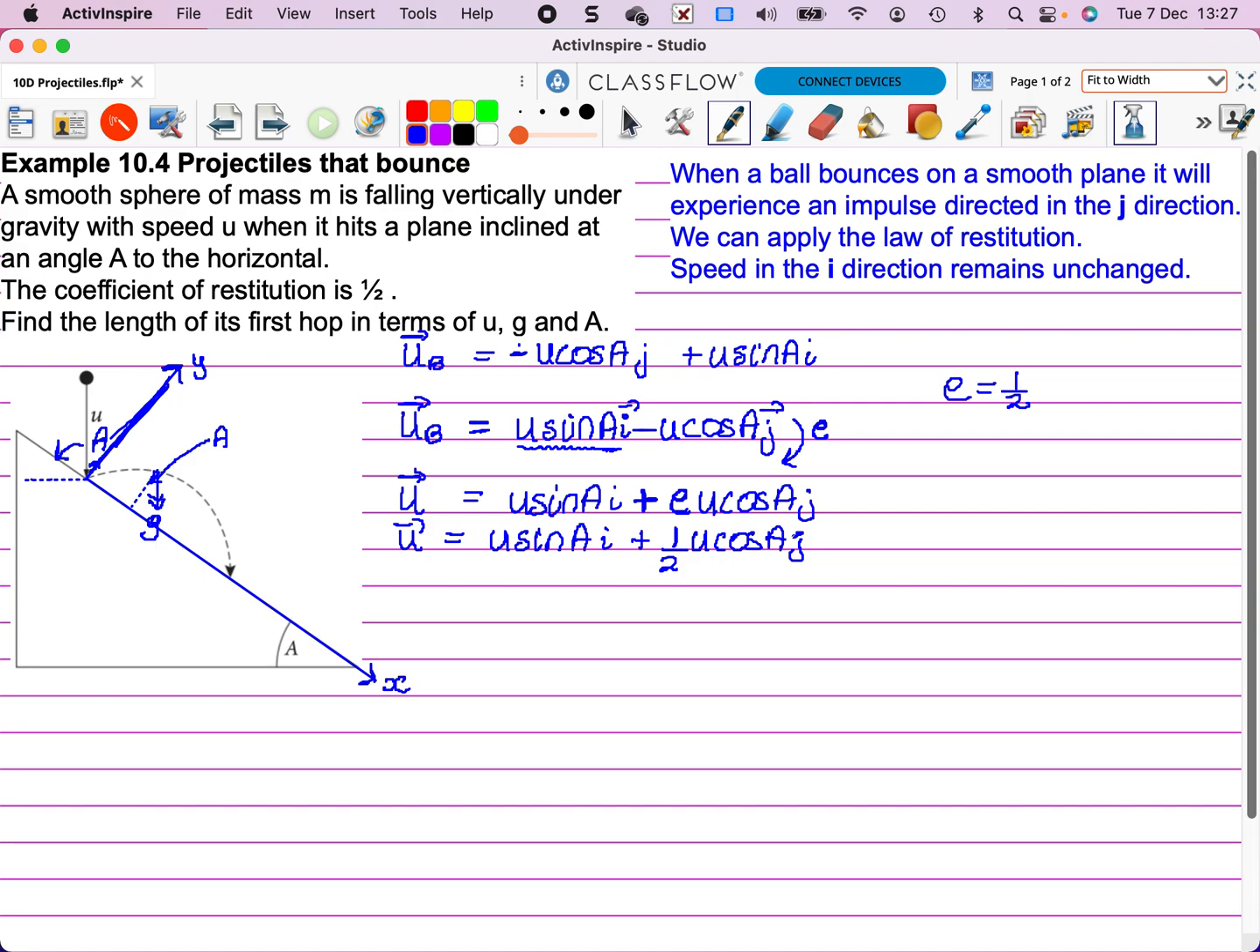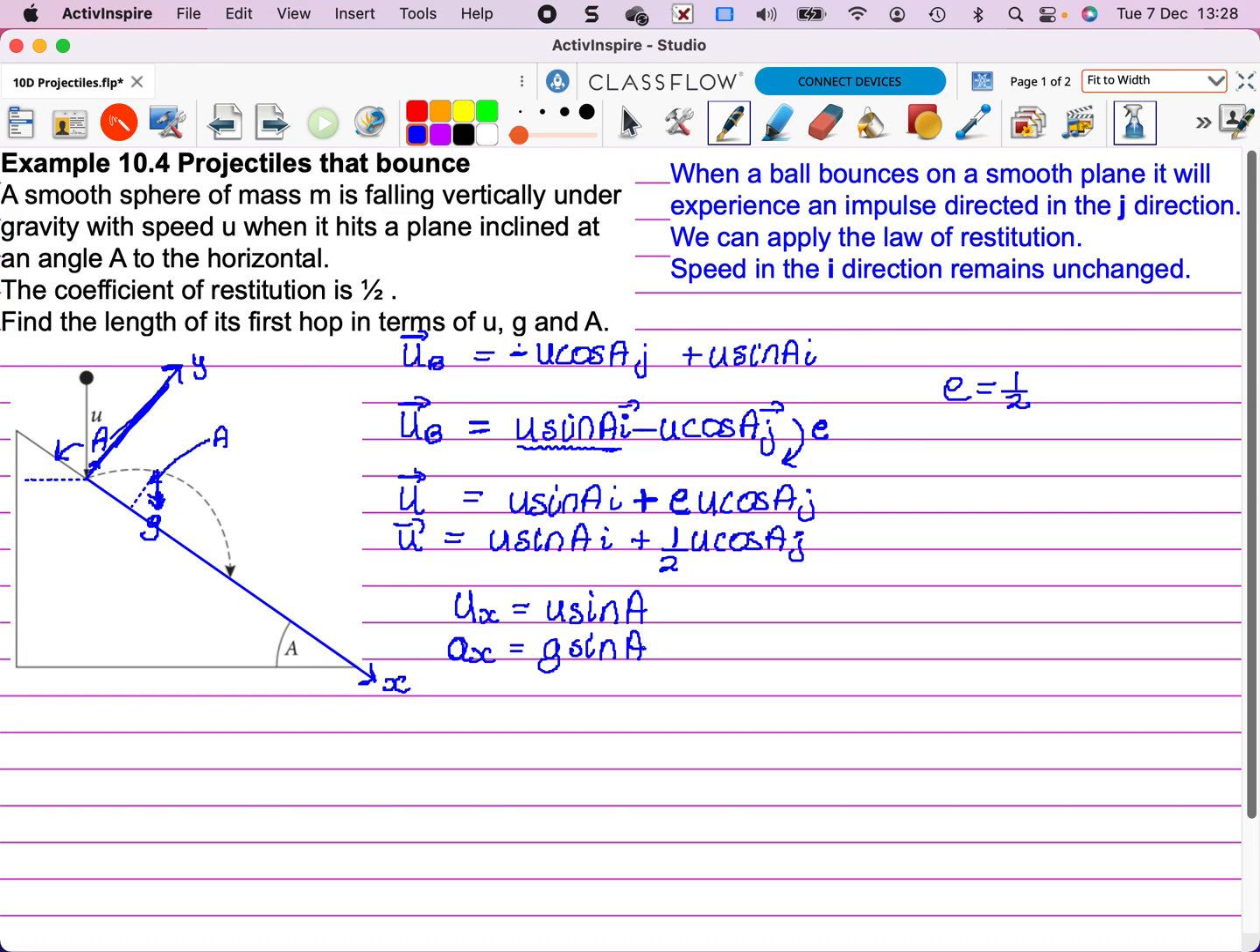Now, we can start our problem in the normal way. We're going to be looking now at u in the x direction, and u in the x direction can be taken from the statement above. It's going to be u sine A. The acceleration in the x direction, well, we have to look at gravity, and we're going to be resolving away from this angle. So therefore, it's going to be g, and if you're resolving away from an angle, it's sine, so it's going to be g sine A. It's going to be positive because it's going in the direction down the plane.